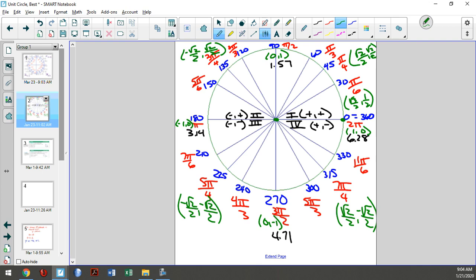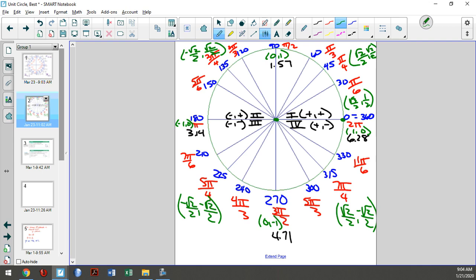It's going to be the 5 pi over 6. Look at your denominators. Now here's what I need your brain to see. All of the 45-degree angles have a denominator of 4. All of the 30-degree angles hovering around the x-axis have a denominator of 6. All of the 60-degree angles hovering around the y-axis have a denominator of 3. Do we all understand what I just said?